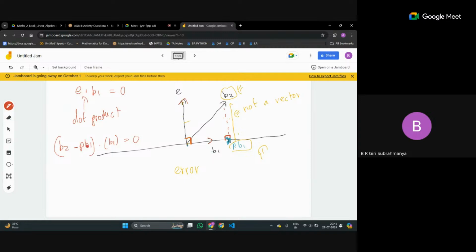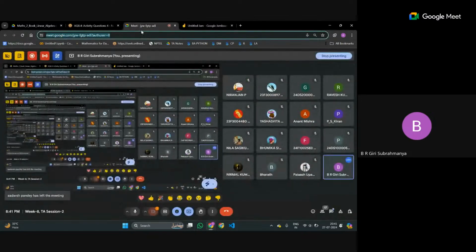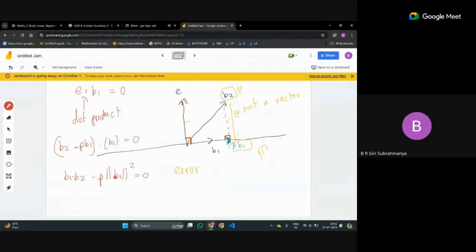Fine. Now we want to find P. So first, if you do the dot product, what will you get? B1 dot (B2 minus P B1) is B1 dot B2 minus P times the norm square of B1, right? P is going to be some scalar. B1 dot product with B1 is the norm square of B1, multiplied by P. Now we know this is equal to 0, so you take this to the other side. B1 dot B2 is going to be P times the norm of B1 square.